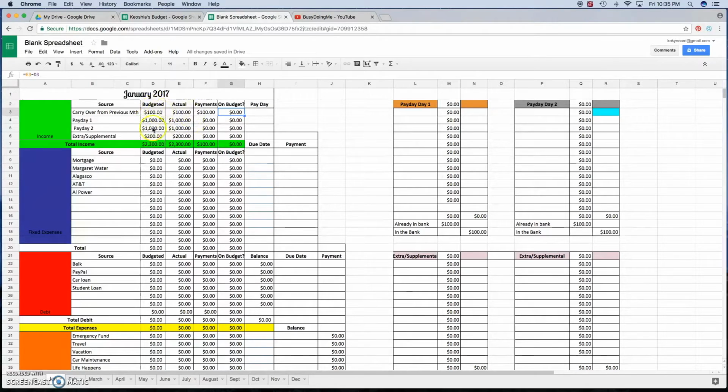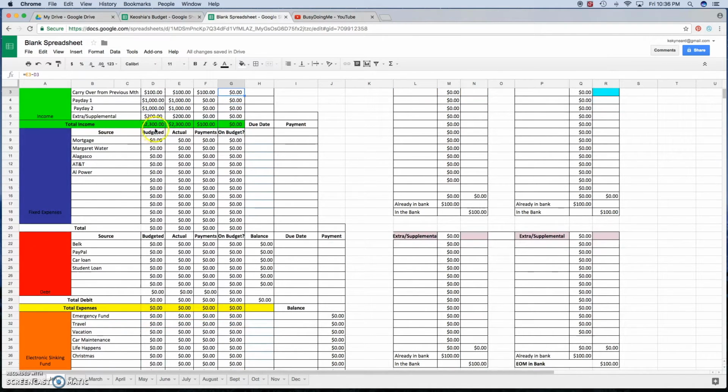But when you're first budgeting, starting out for the month and you don't have any money, you're just going to anticipate what you're going to get here in the budgeted section. And then you're going to put it also in the actual section until you actually get paid. And then you will change the actual to what you actually got paid and then put it in the payment section as well. All right, so we have $2,300 to work with for the month.